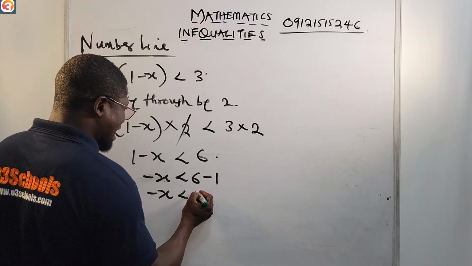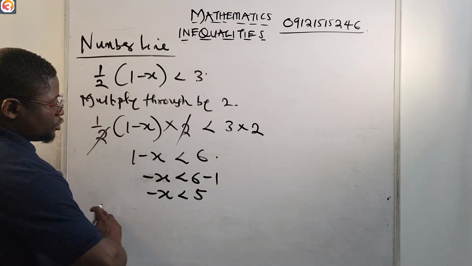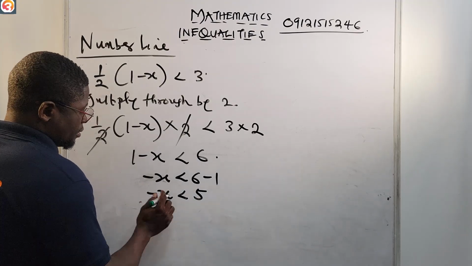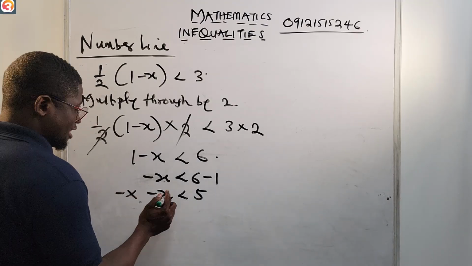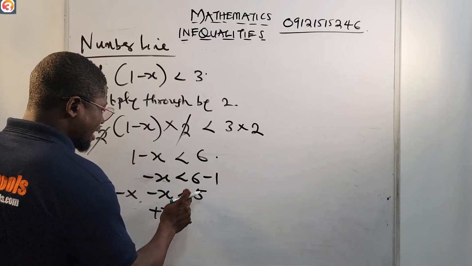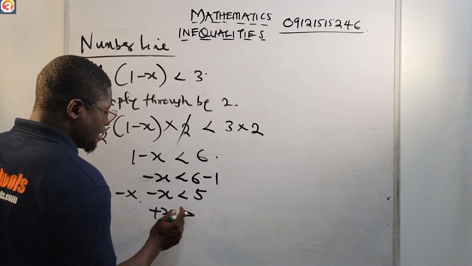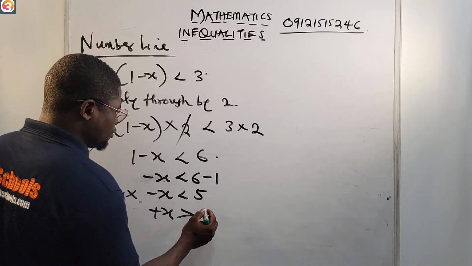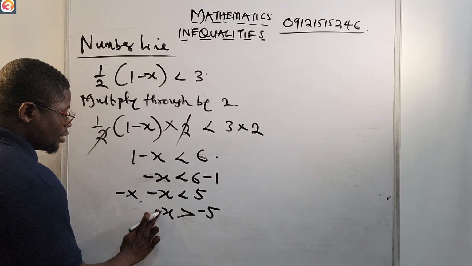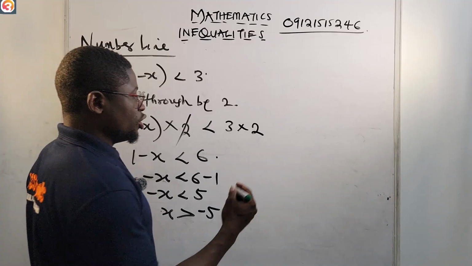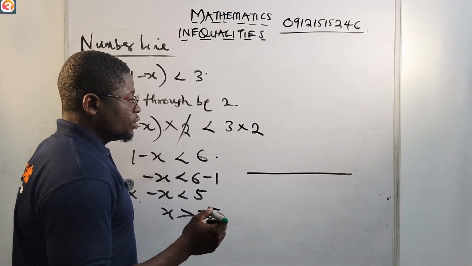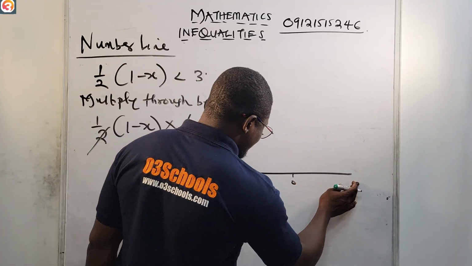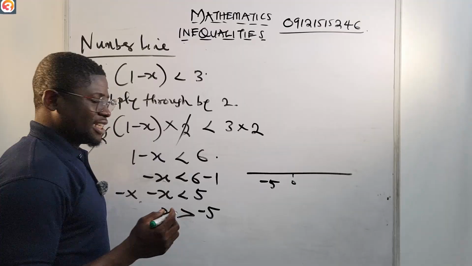Minus x is less than 6 minus 1, which is 5. So multiply through by minus 1. Minus times minus x is plus x. Remember the sign will change because we are multiplying through by a negative number. Minus times plus 5 is minus 5. So x is greater than minus 5. On your number line, this is how it will be. This is your 0. These ones are negative numbers, and these ones are positive numbers. This is minus 5.